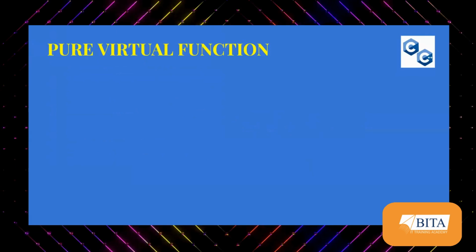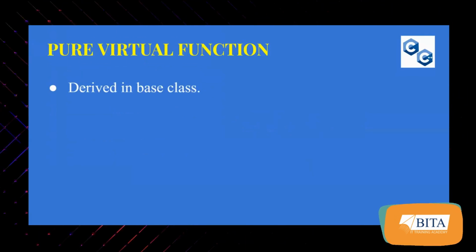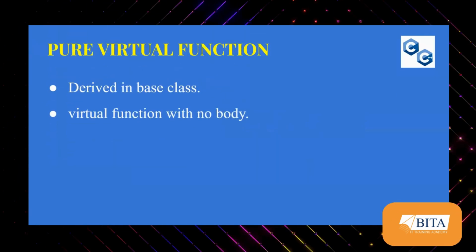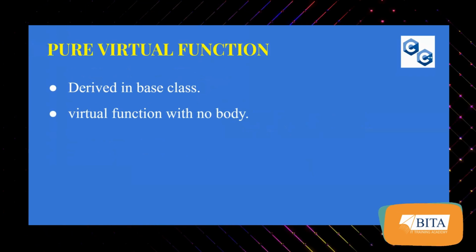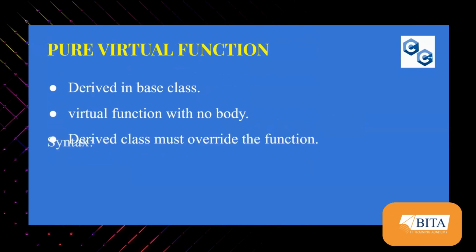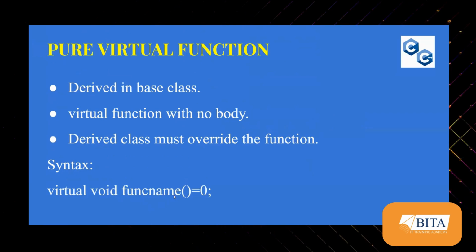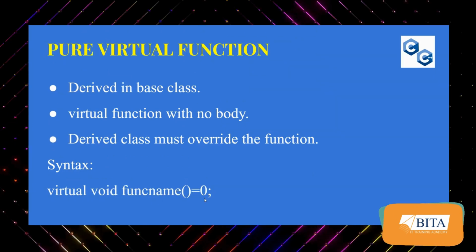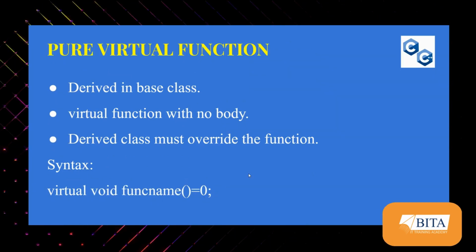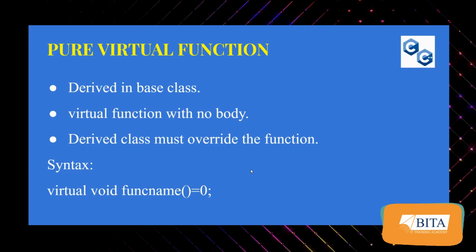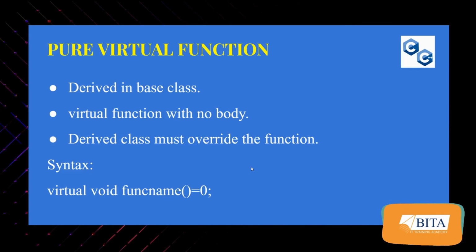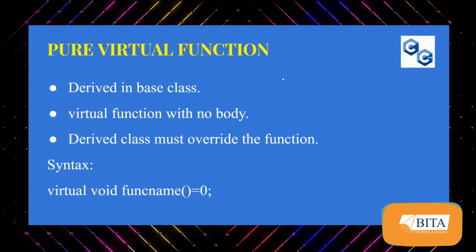So what is a pure virtual function? A pure virtual function is a function with no body and not defined in the base class. The syntax is virtual void function name equal to 0. A derived class must override the function, else the compiler throws an error. It is up to the derived class to implement the function.